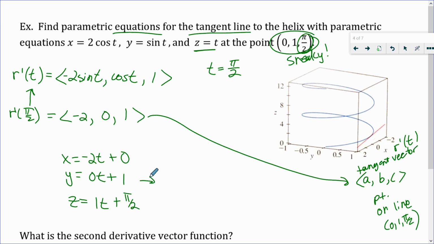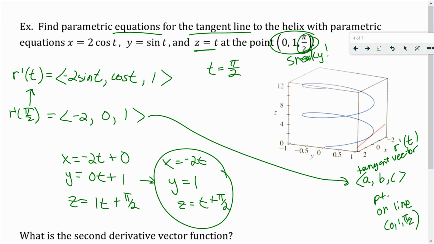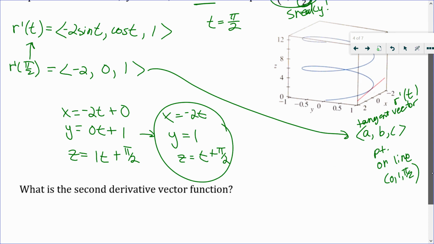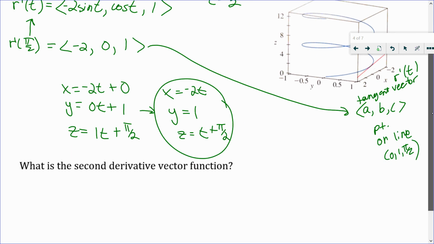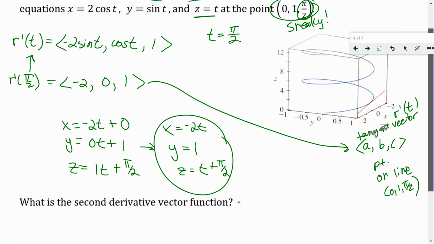All right, so obviously I would write x equals negative 2t. Remember, this is a parametric equation of the tangent line. So this is the tangent line. y is 1 and z would be t plus pi over 2. All right, we're good? So like an equation of a line you've seen before.